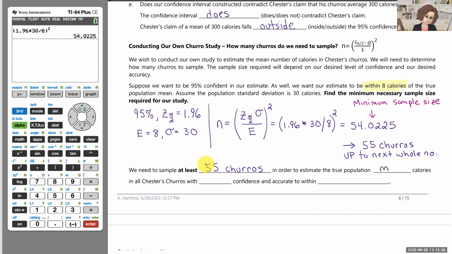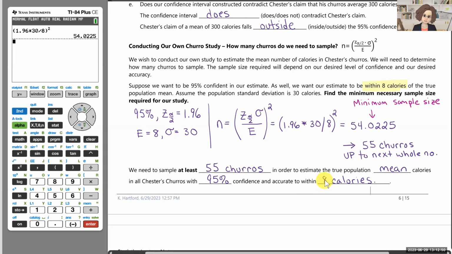If you'd like to estimate the true mean calories in Alchester's churros, if you want to be 95% confident and accurate to within 8 calories. So remember, above, the researcher only had 10 churros in their sample, and they had a bigger margin of error, 19 calories. So we have a smaller margin of error, but we do need to collect more data. All right, so that is how we find our sample size when estimating an unknown mean.